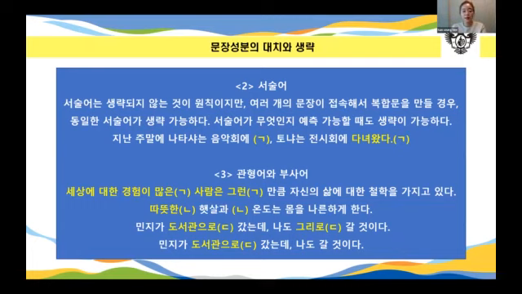Let's look at the following example. Let's read it aloud together. 민지가 도서관으로 갔는데 나도 그리로 갈 것이다. 민지가 도서관으로 갔는데 나도 갈 것이다. The adverb in this sentence is 도서관으로. It is used twice in this sentence, so 도서관으로 is expressed as 그리로, or skipped and omitted.